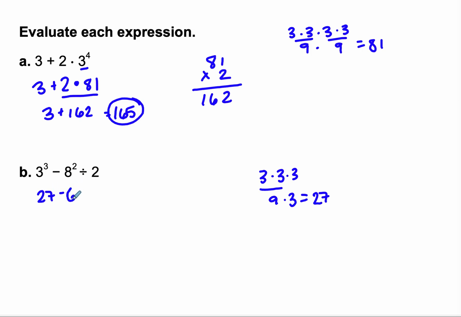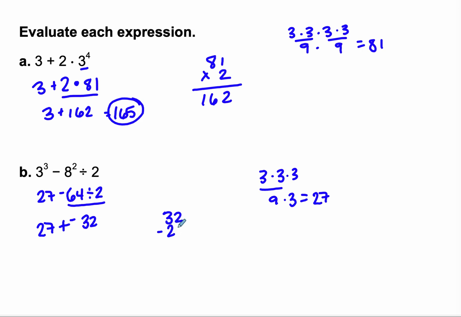8 times 8 is 64. Divided by 2. Then we do division. 64 divided by 2 is 32. Then we're doing subtraction. We're taking away more than what we have, so we're going to do a boom boom here. We're going to make that 27 plus negative 32. Different signs, find the difference.